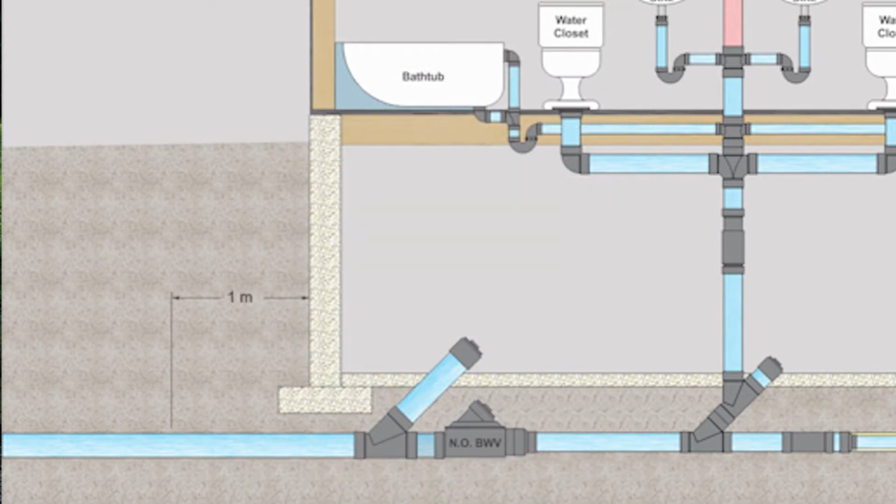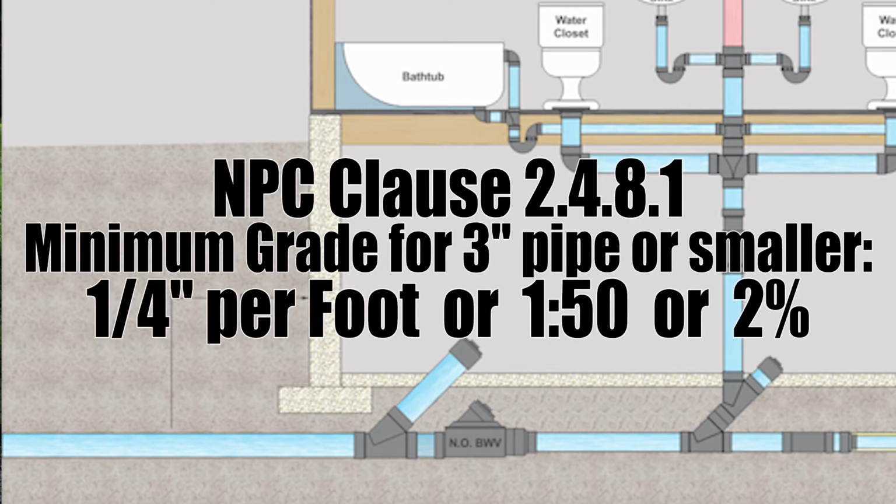Now, we've already discussed the minimum grade for a 4-inch pipe, but the minimum grade for a 3-inch pipe is a little bit different. Clause 2.4.8.1 suggests anything that is 3 inches or smaller needs to have a minimum grade of 1 in 50, which is approximately 1/4 inch per foot.